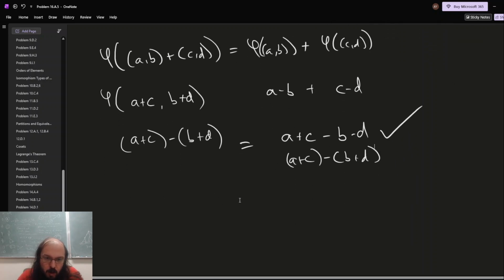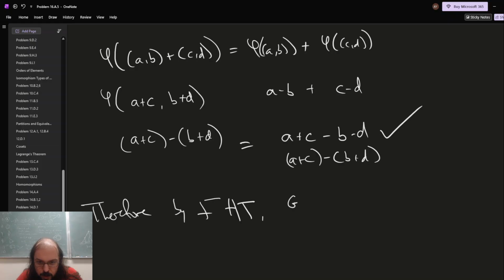We've checked the kernel already. So therefore, by the fundamental homomorphism theorem, I'll just write G1 mod K is isomorphic to G2, rather than write the whole thing out again. And we declare victory.